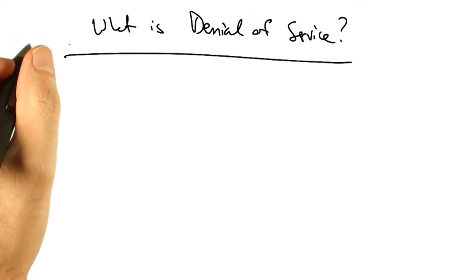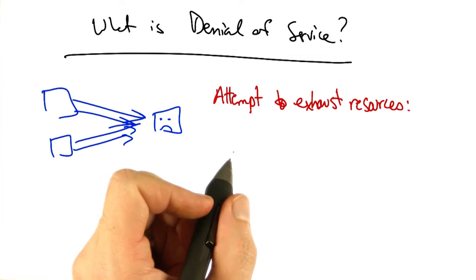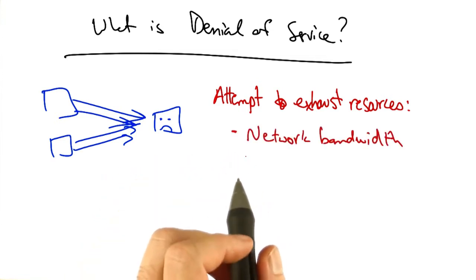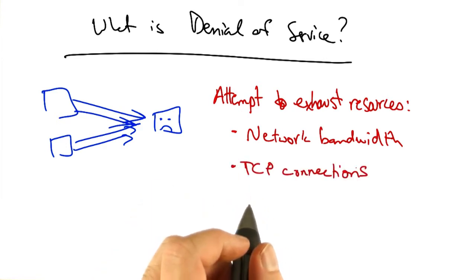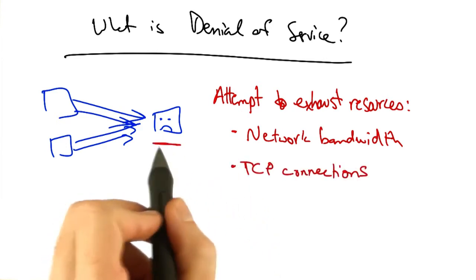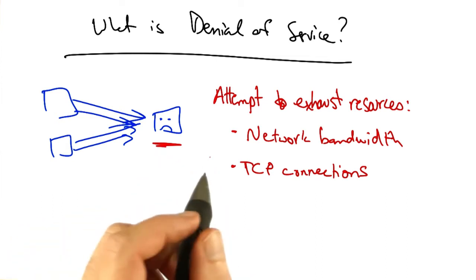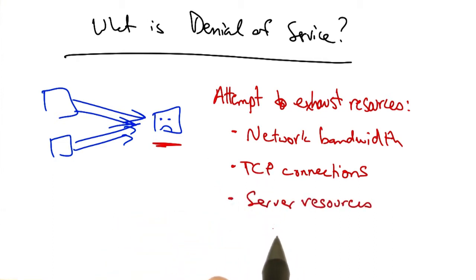So what is denial of service? Denial of service is simply an attack that attempts to exhaust various resources. One resource that a denial of service attack might exhaust is network bandwidth. Another is TCP connections. For example, a host might have only a limited number of TCP connections that it can open to various clients. Or the denial of service attack might attempt to exhaust various server resources.